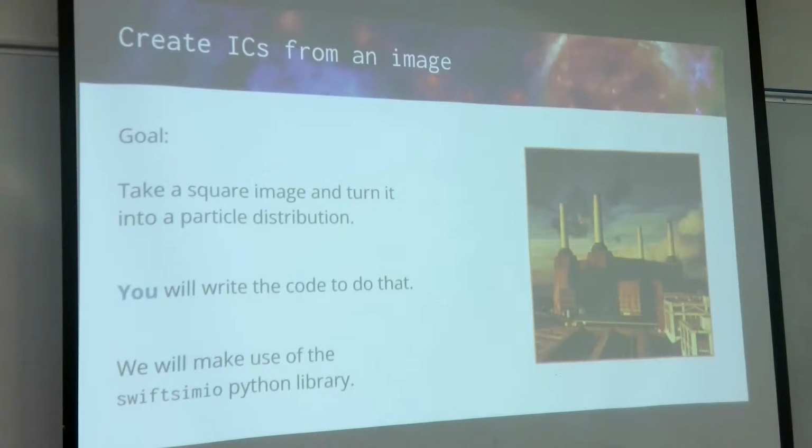Right? If I now make a projection of my particles, there will be regions with a lot of particles that are very dense, and regions with very few particles that are low density. So it should look like my starting image. And once I have all of my particles, I can feed them into the code and just run the simulation and see what happens. Okay, so that's the goal.